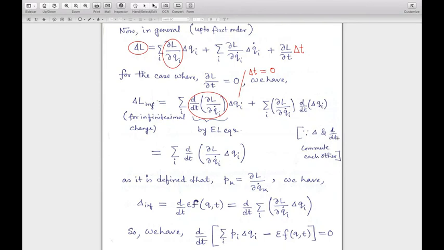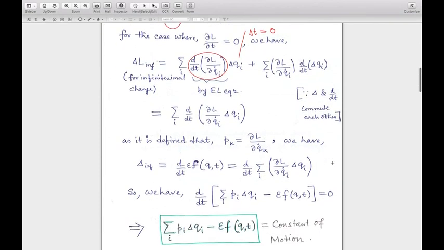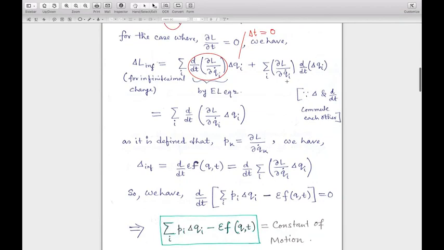where delta and d/dt commute with each other. Because d/dt corresponds to the total time evolution on a real trajectory, and delta corresponds to the perturbations where delta t is zero basically. So either some constant transformations or, more generally, some virtual displacements. That's why delta and d/dt commute, and if they commute, then you can write simply this form.